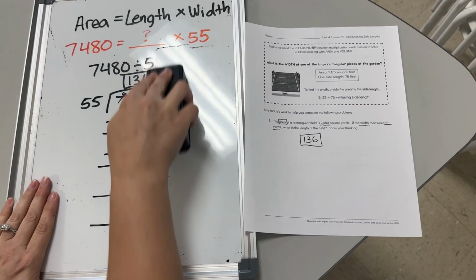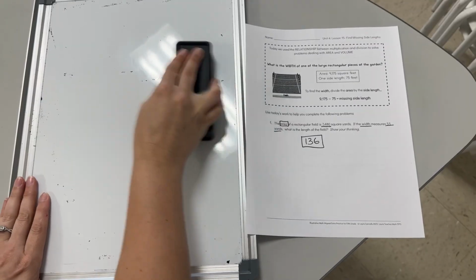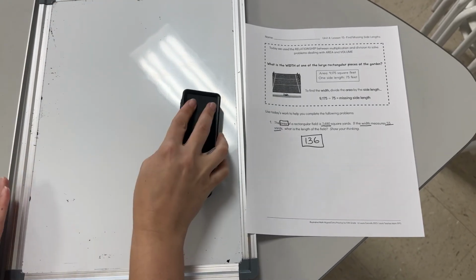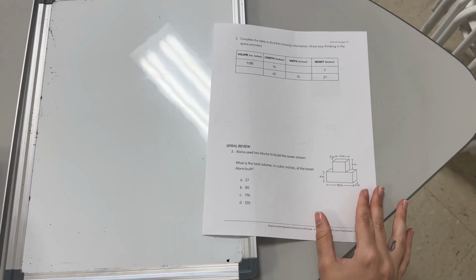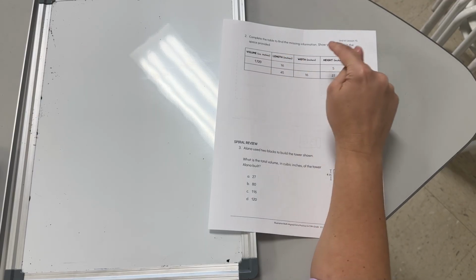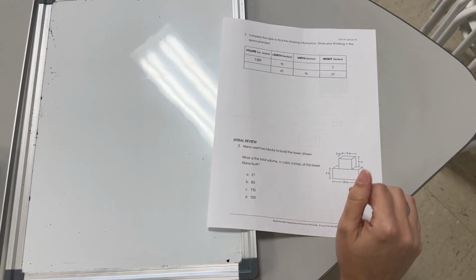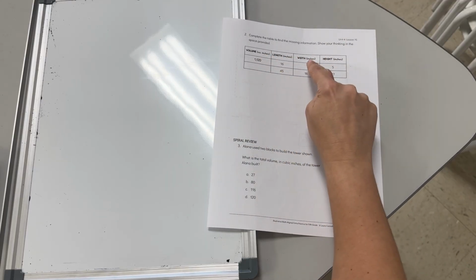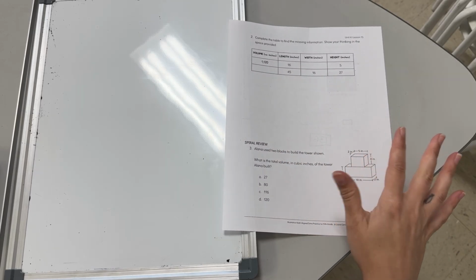Okay, we're going to move on to the second problem. For the second problem, we have a table here, and it says we need to complete the table to find the missing information. So we have volume, we have the length, the width, the height. And in each of these rows, we're missing something different. So in the top row, I'm missing the width. In the bottom row, I'm missing the volume.